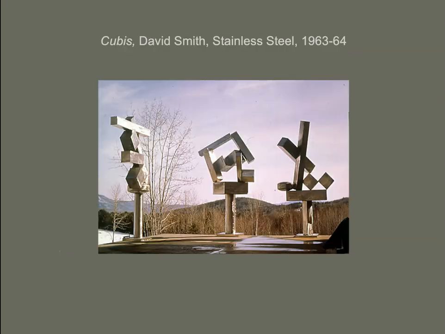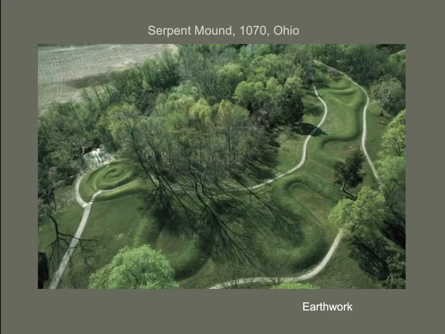Cubist by David Smith from 1963. It's made out of stainless steel. So we have these parts that were made separately, but then attached together. The steel is a modern material, so this is much more modern. And then the geometry of the pieces is going to contrast with the organic grindings on the surface.